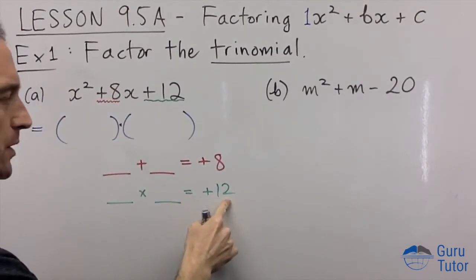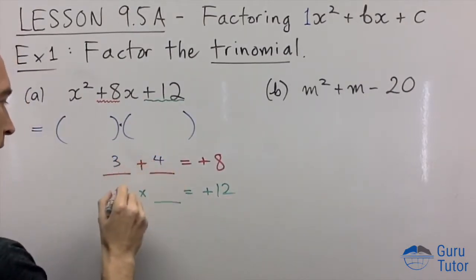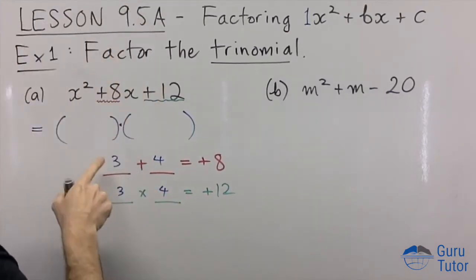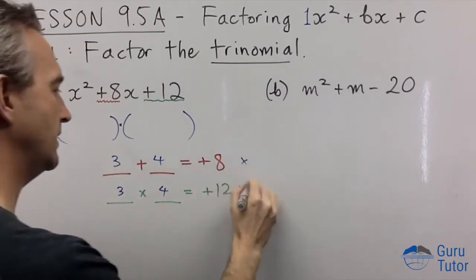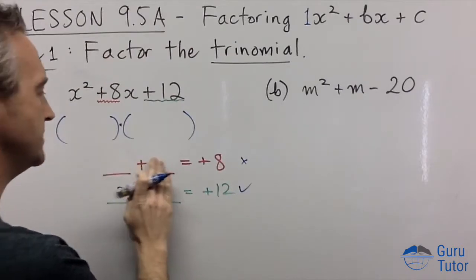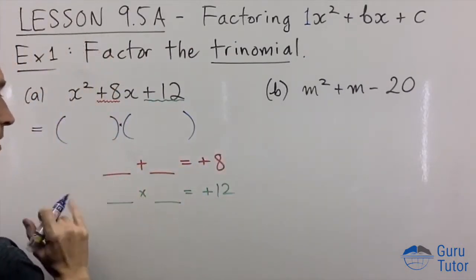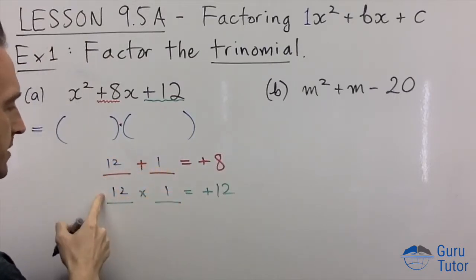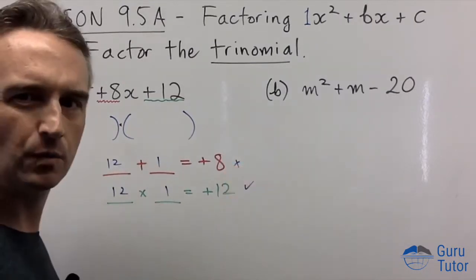So what are factors of 12? 3 and 4. Let's check that. 3 plus 4 is 8? No. 3 times 4 is 12? Yes. That doesn't work. Both have to work. Let's try a different combination. I know. Factors of 12. 12 and 1. 12 plus 1. That's got to be the same. That works. Oh, that doesn't work. What else?